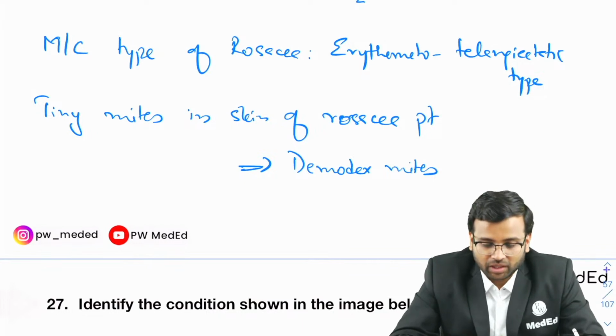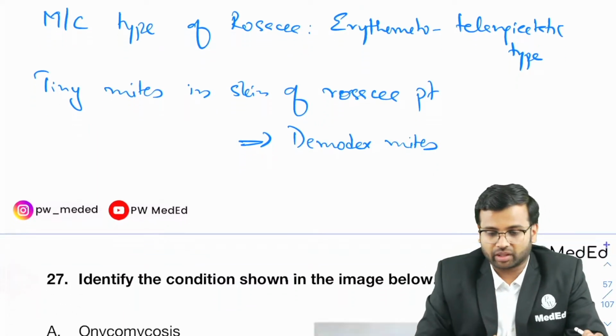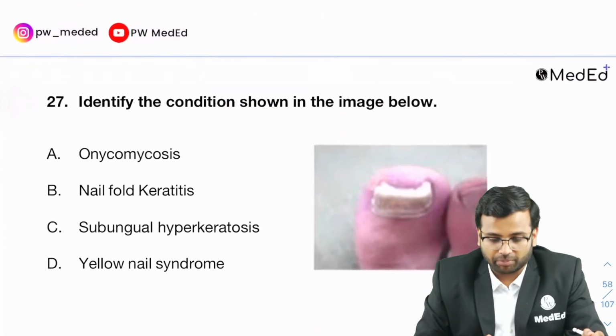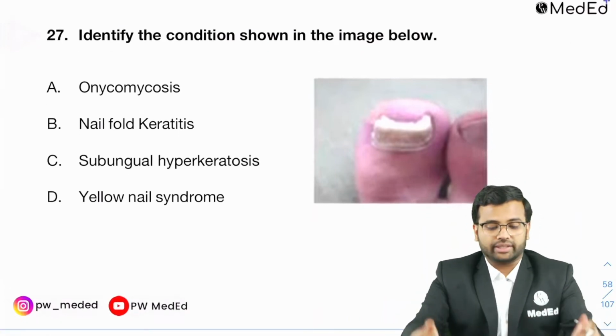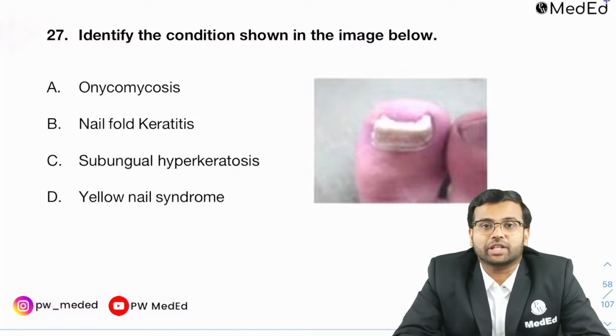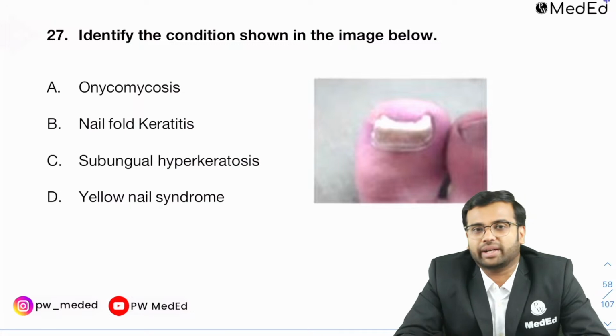Fine. Very good. Whoever is trying, keep trying. Keep going. With your permission, I'll proceed further. I'm going to the next question now. Identify the condition that is shown in this image below. In this image, you can see that there is a nail finding that is shown.